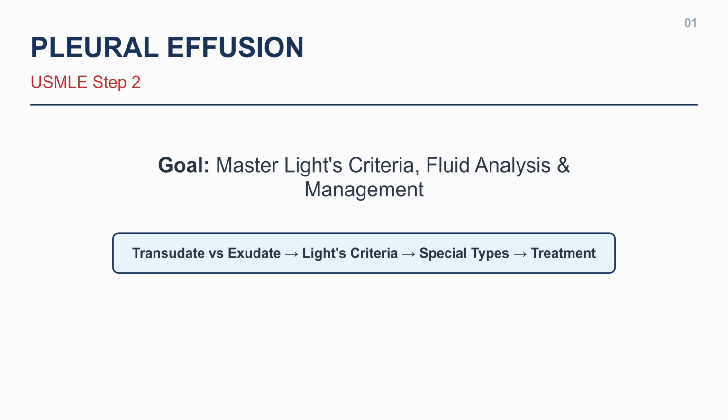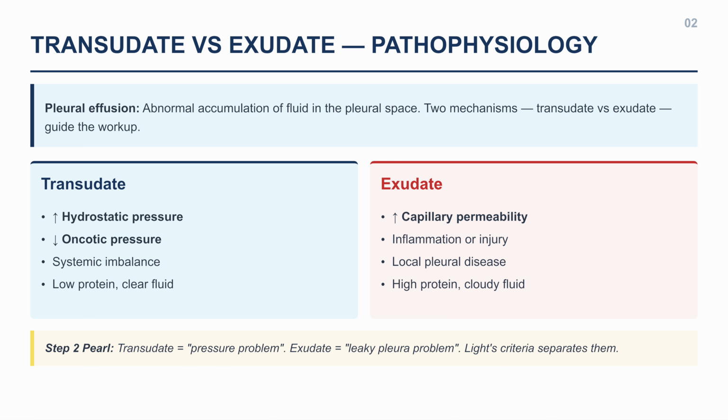Let's get started. A pleural effusion is an abnormal accumulation of fluid in the pleural space. There are two fundamental mechanisms that guide the entire workup. A transidate results from a systemic imbalance in pressures. Elevated hydrostatic pressure or reduced oncotic pressure pushes fluid across an intact pleural membrane. The fluid is low in protein and typically clear.